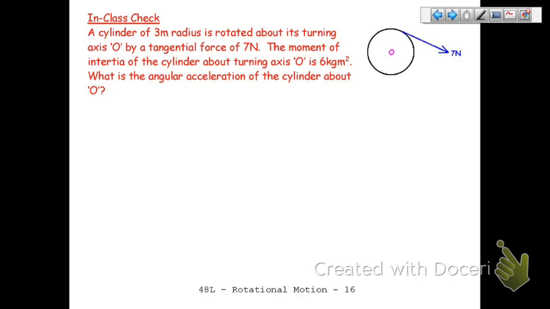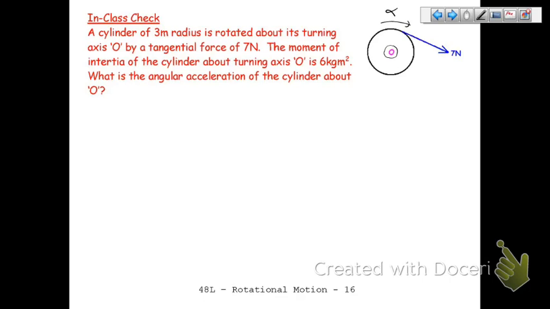Here's a classic physical situation. A cylinder with a 3 meter radius is rotated about its turning axis O. So the turning axis is through the middle of this drum with a tangential force of 7 newtons. The moment of inertia about the turning axis O is 6 kilogram meters squared. What is the angular acceleration of this cylinder? So I want to know what the alpha is.